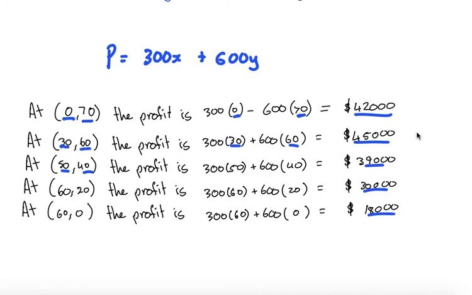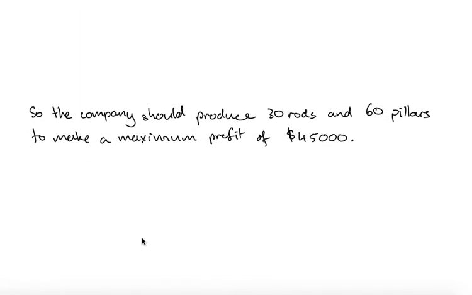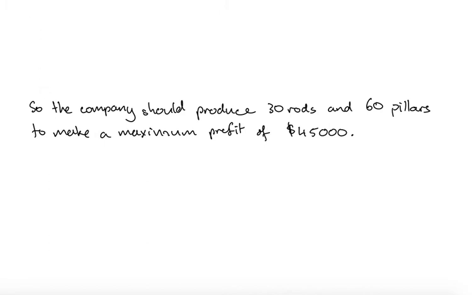So we can see that our maximum profit is at this point here, so all we have to do is write a summary here. The company should produce 30 rods and 60 pillars to make a maximum profit of $45,000, and there you've done all the achieved bit.